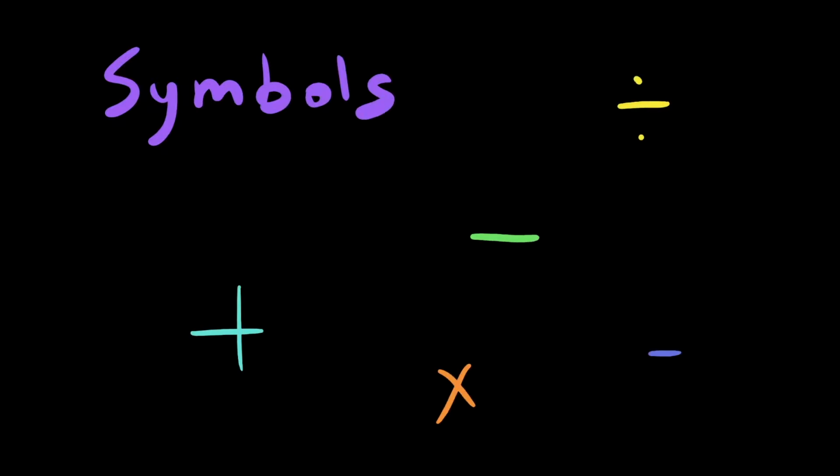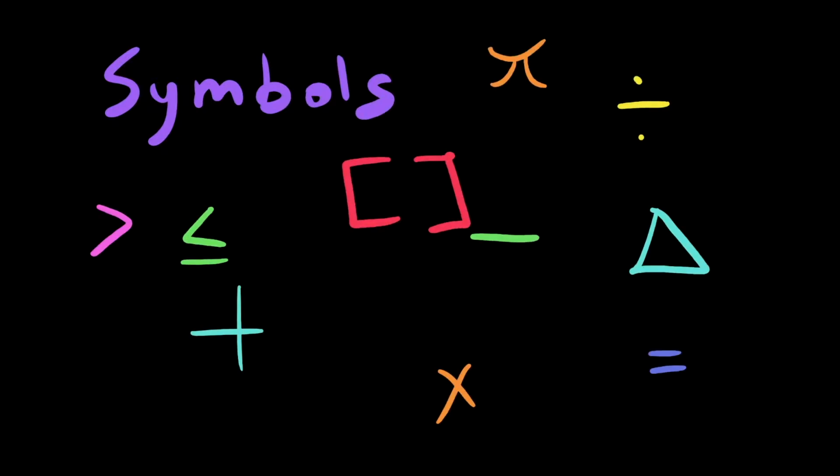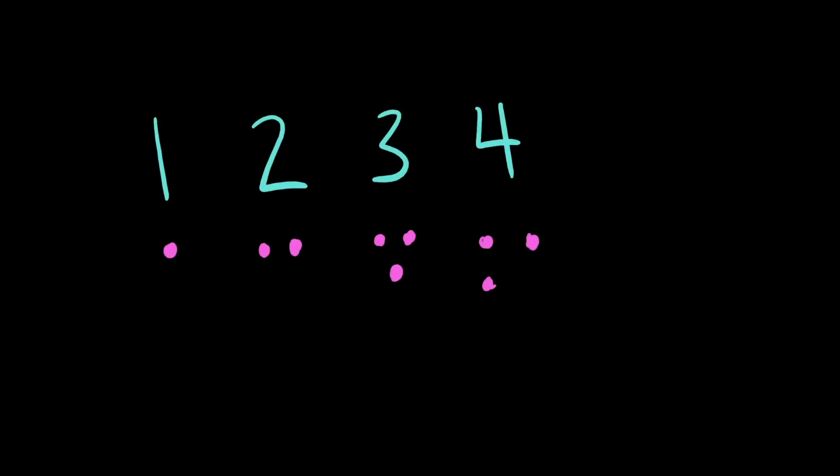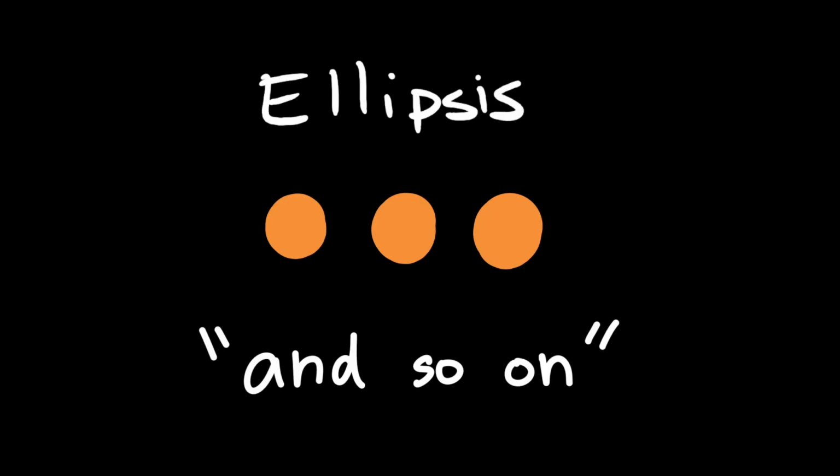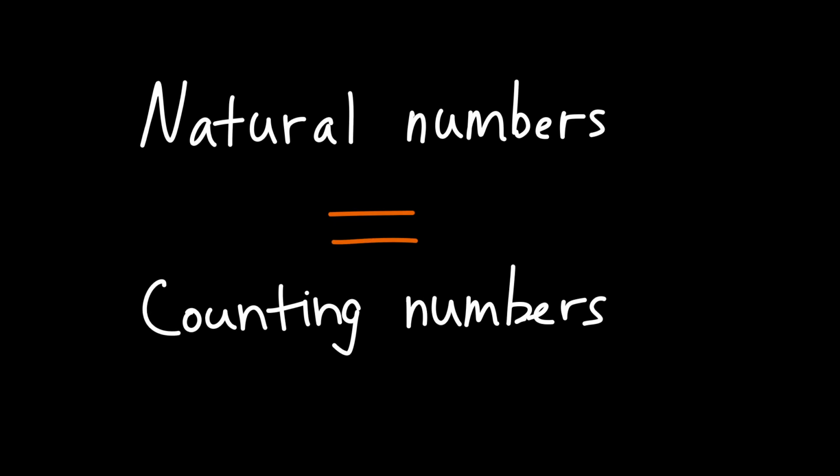Algebra uses numbers and symbols to represent words and ideas. Let's look at numbers first. The most basic numbers used in algebra are those we use to count objects: 1, 2, 3, 4, 5, and so on. These are called natural numbers. The notation is called an ellipsis, which is just another way to show "and so on," or that the pattern continues endlessly. Natural numbers are also called counting numbers.